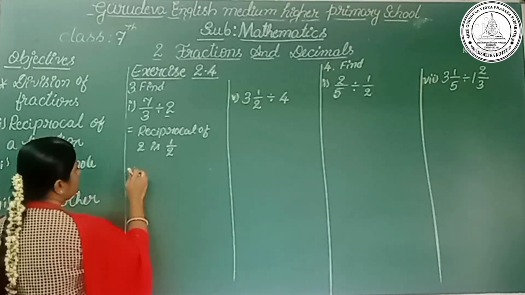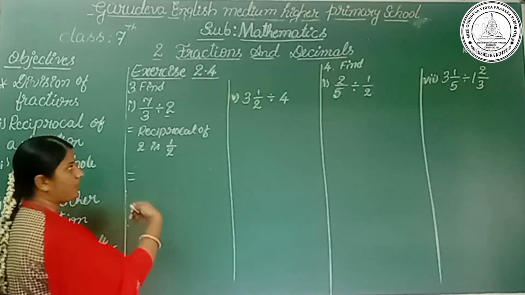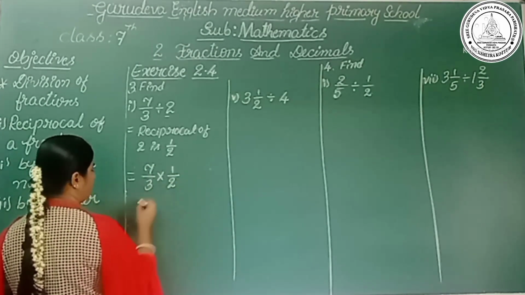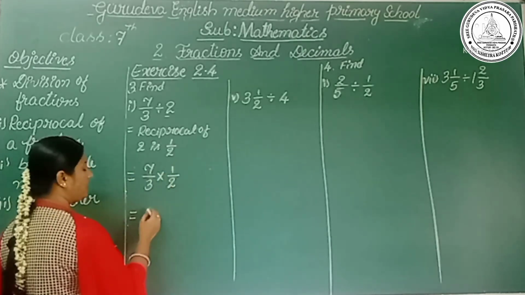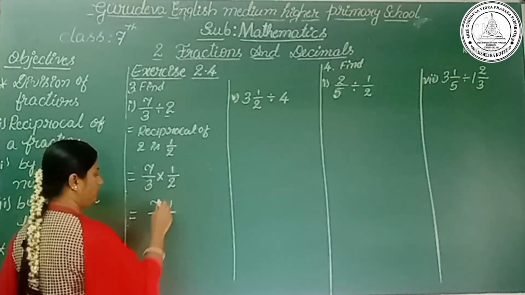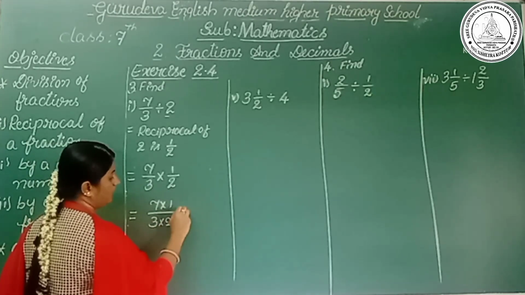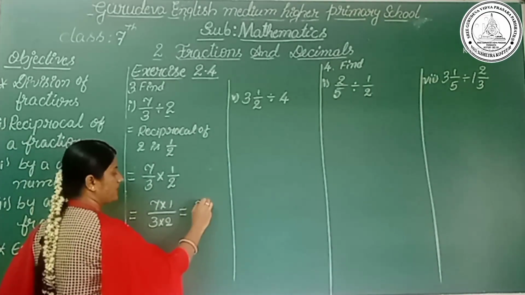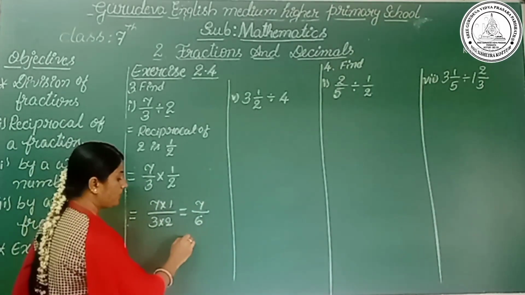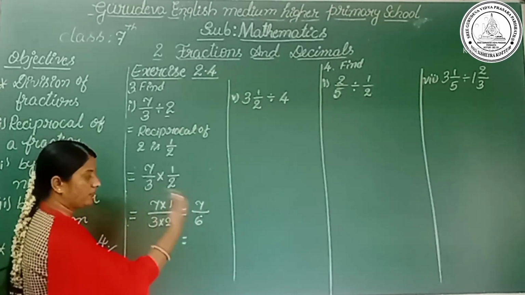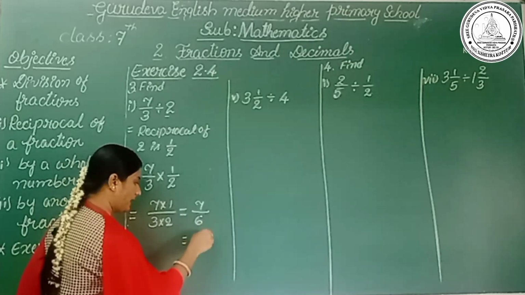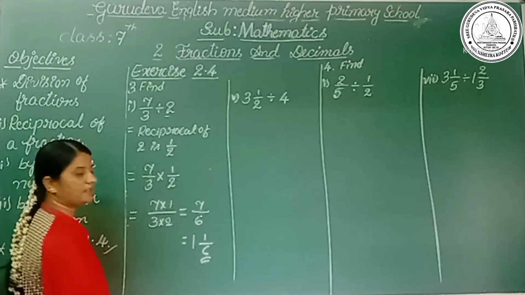Okay. So then the division sign changes into a multiplication sign. 7 by 3 into 1 by 2, which is equal to 7 multiply the numerator to the numerator, that is 7 into 1, divided by 3 into 2, which is equal to 7 ones are 7 divided by 3 twos are 6. So 7 by 6 is the quotient. It is in the form of an improper fraction, so convert it into a mixed fraction. If we convert that, we will get 1 whole 1 by 6 as the quotient.